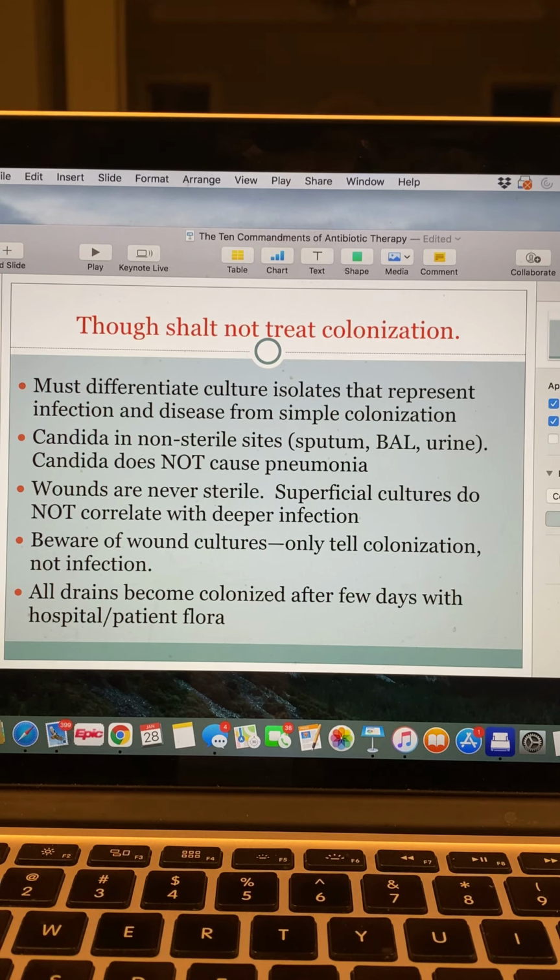The VRE in the biliary drain, remember drains usually get colonized within 48, 72 hours. If this is a brand new drain and a culture is obtained while the drain was placed, that's a different story. But usually on chronic drains, if you end up culturing the contents, you will find nosocomial organisms, usually VRE or Pseudomonas. So do not treat colonization.